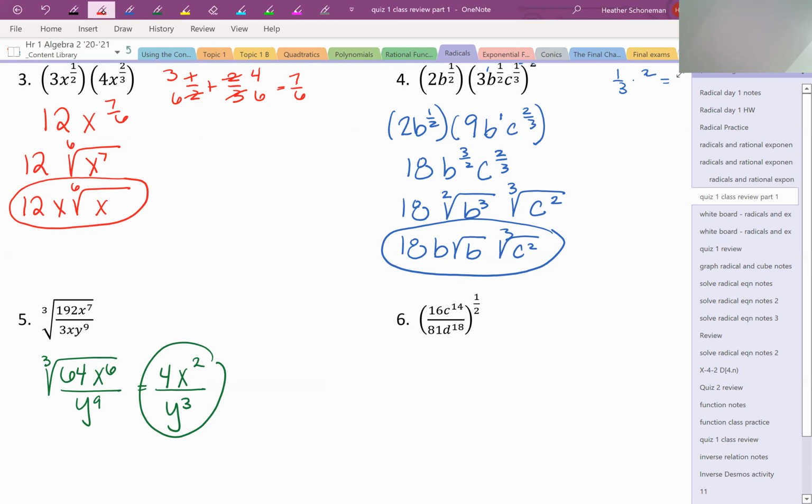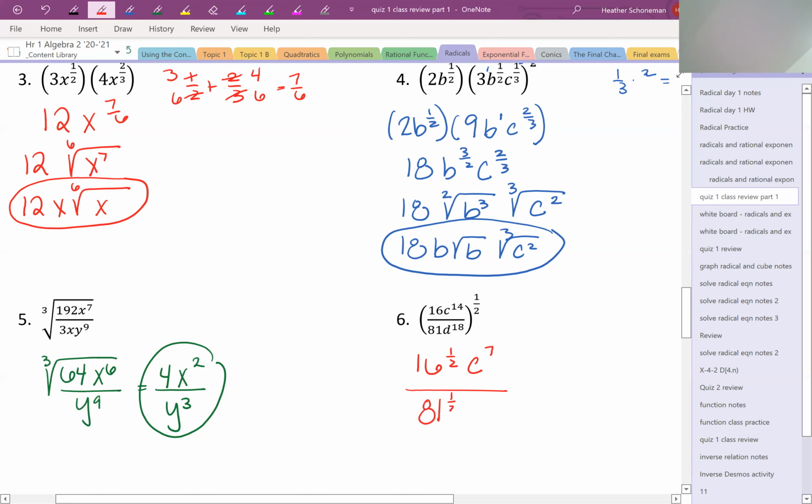Number 6, when we have parentheses, we want to see if we can simplify anything inside the parentheses that we can before we try and do the power to a power. But the c's and d's won't reduce, and 16 and 81, they can't reduce at all either. So I'm just going to distribute the 1/2. So I have 16 to the 1/2. With the c, 1/2 times 14 would just be 7, because half of 14 is 7. Then I have 81 to the 1/2, and then half of 18 would just be 9.